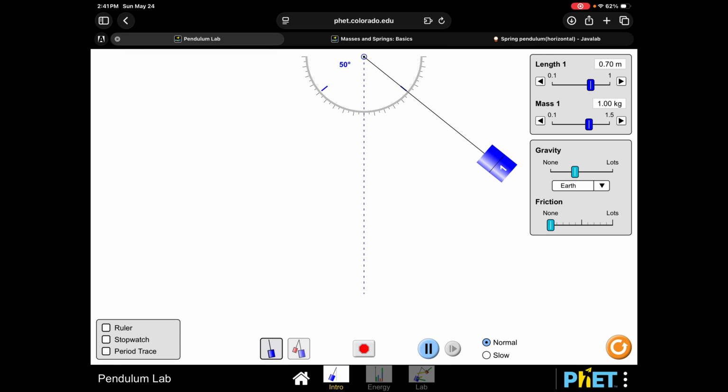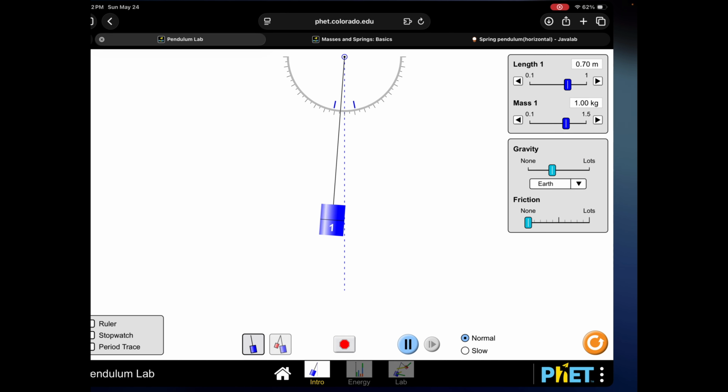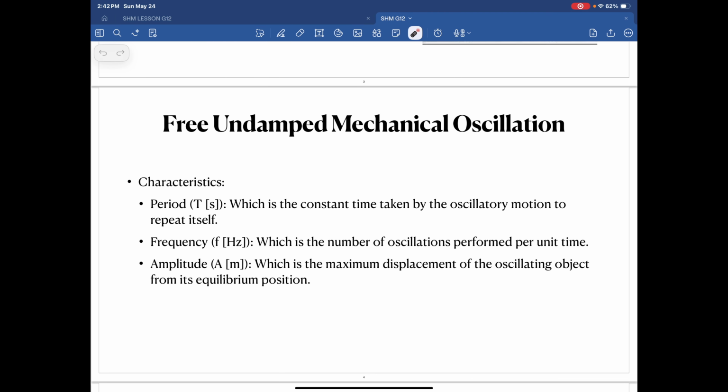I pushed it up, I moved it up, and then I left it. And it's oscillating alone, and this is why it is called free. Now, undamped means that it will oscillate forever without any effect of friction. It will keep on moving forever, and this is why this is called free undamped mechanical oscillation.